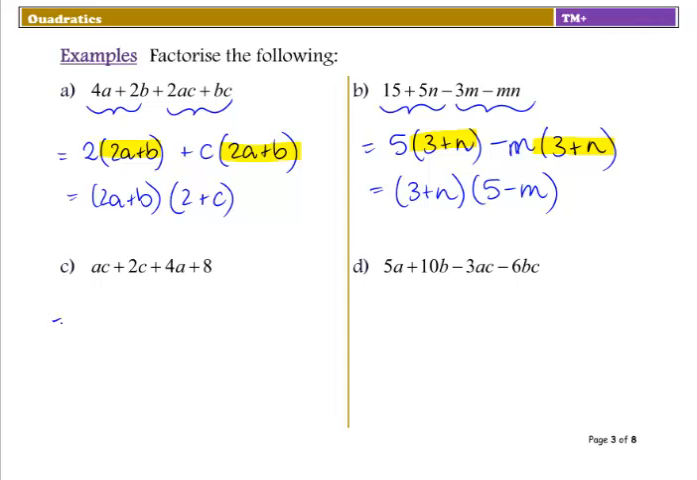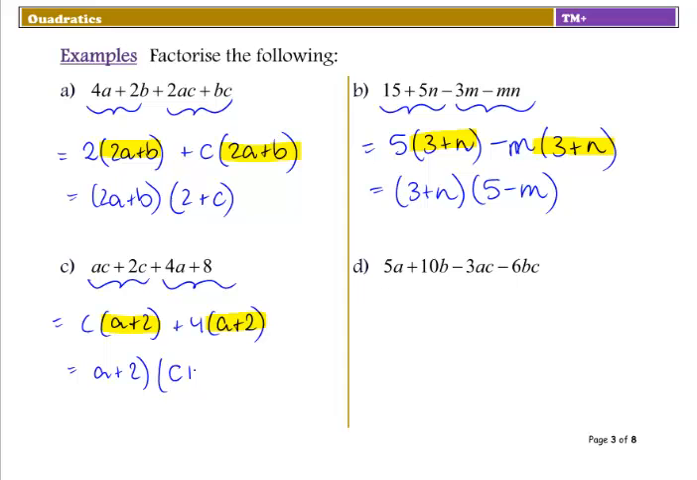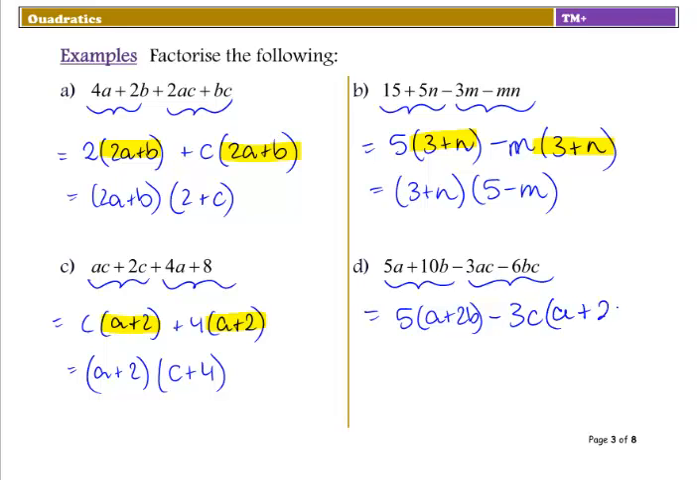Okay. This one, ca plus 2c, plus 4a plus 8, brackets the same. So we have a plus 2, bracket c plus 4. Okay, next one, split. 5 bracket a plus 2b, both negative, so bring a negative, and it's 3c is common, and we have a plus 2b. Bracket is common to both, so we put that out the front, a plus 2b, and we have 5 minus 3c.